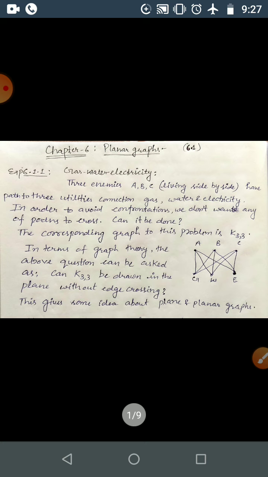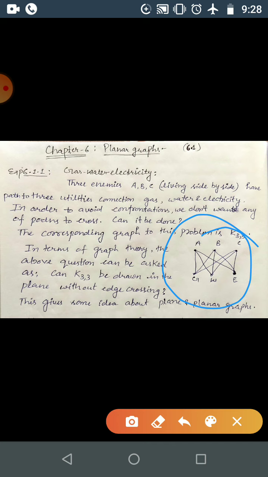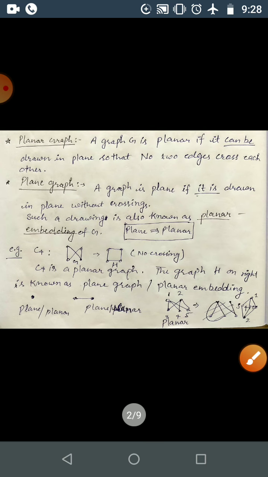Yeah, by the way, the answer will be no, because this is not planar. Here this graph is not planar, that's why the answer will be a big no. So K33 is not planar. So let's discuss planar and plane graphs.